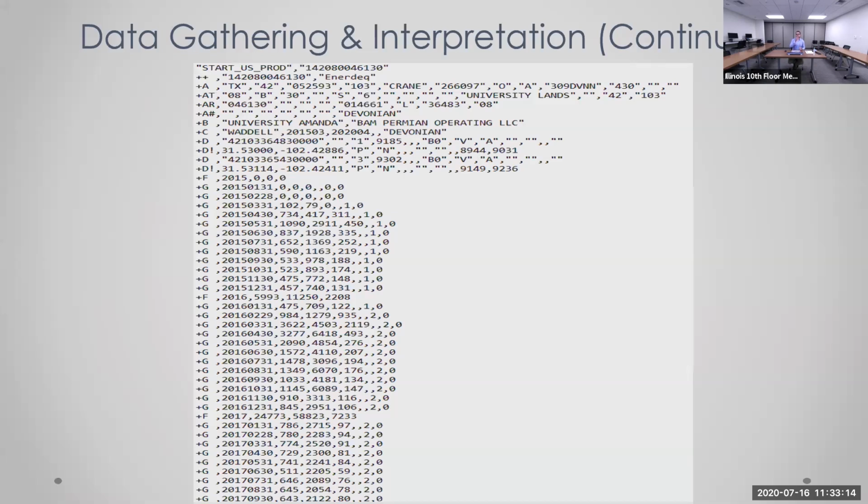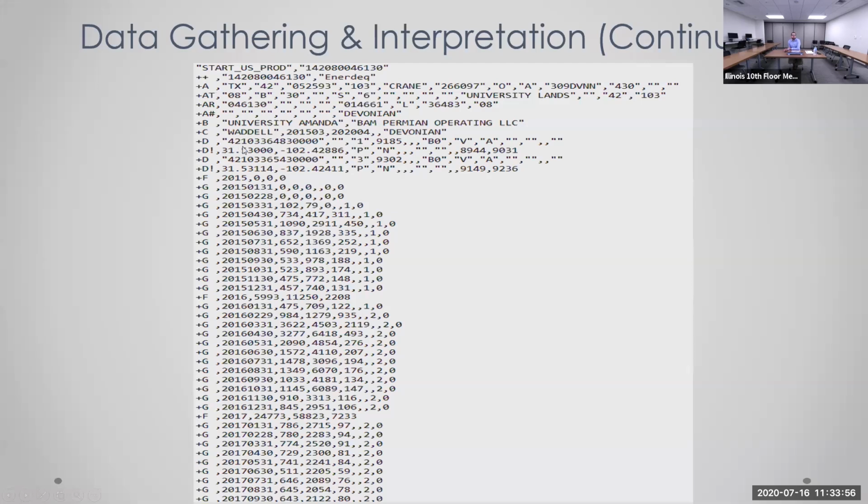So this is essentially the raw data that we collect. And I don't know if you can see my cursor here, but this well or this lease is called University Amanda right here. It's producing from the Devonian Formation. It's operated by BAM Permian Operating LLC, Wadell County. And it's got 2 wells right here in this lease.